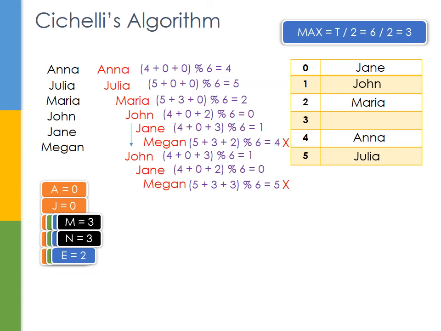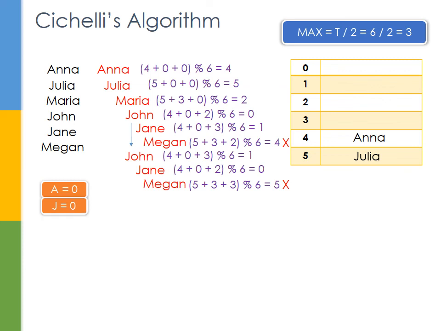And what's going to happen next? Well, Megan will have to backtrack to Jane. But Jane is at wit's end. It can't actually do anything, so it will also backtrack. John will also have to backtrack. In fact, even Maria will have to backtrack because it has also tried all the possible values for m and clearly none of that worked. So we'll backtrack all the way to Julia.